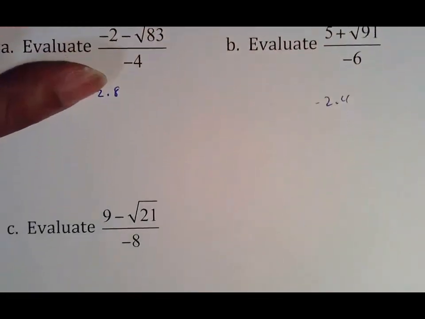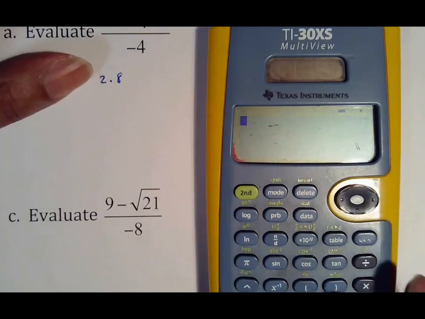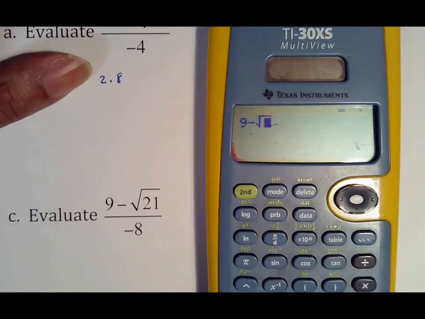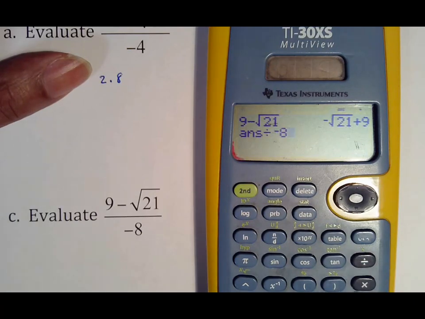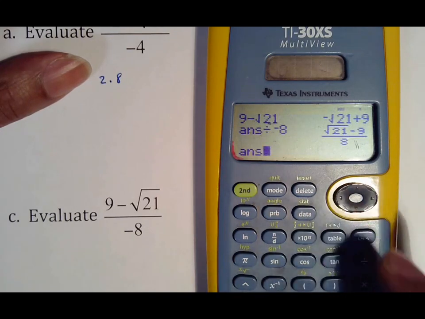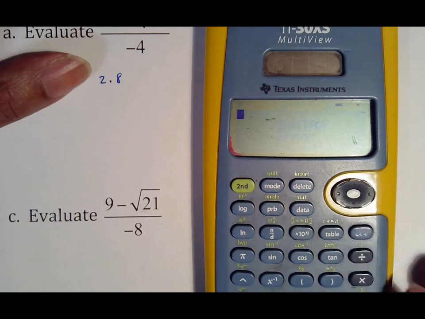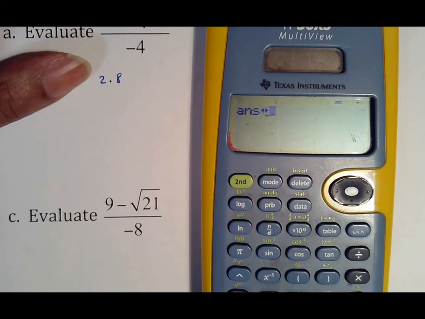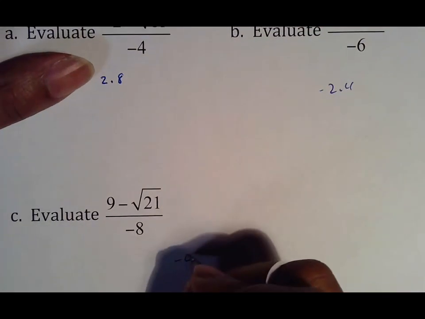But that's it. Again, this is a skill we've covered. All you have to do is make sure you've practiced it, and you should be okay. 9 minus square root 21 equals, then divided by negative 8 equals, convert. Answer, convert, which is negative 0.5, negative 0.6.